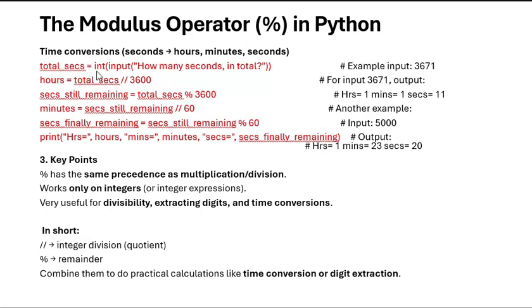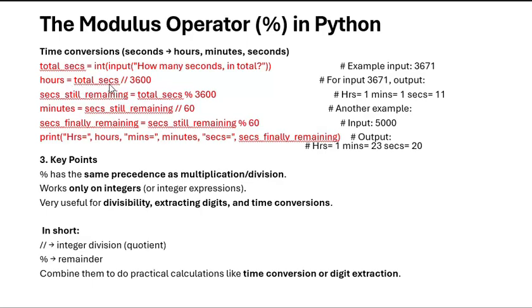total_seconds is equal to int(input("how many seconds in total")). It will take the input from the user. If I give 3671 seconds, it will take that. I have taken two examples here, 3671 and 5000, and it converts the seconds into an integer. Got it? That's why we have used int here.